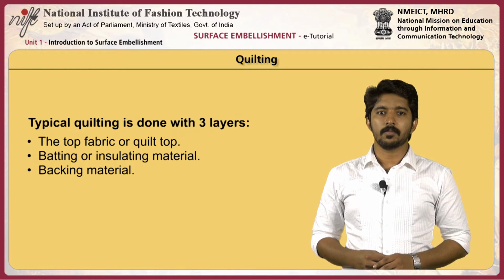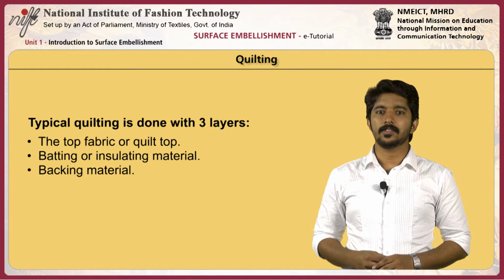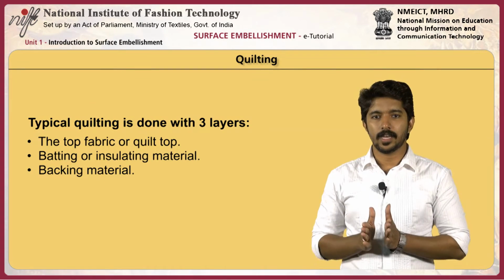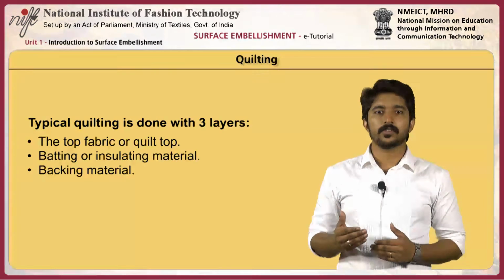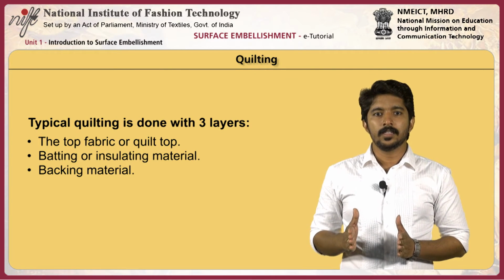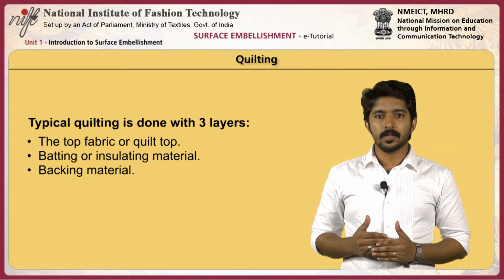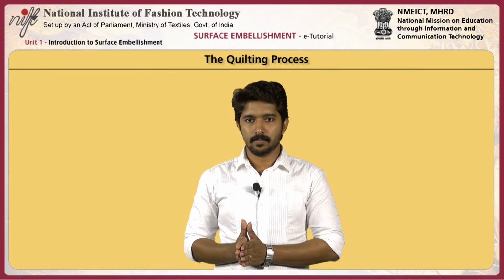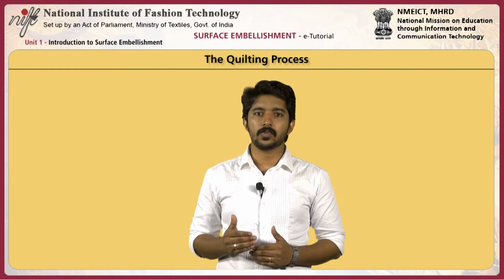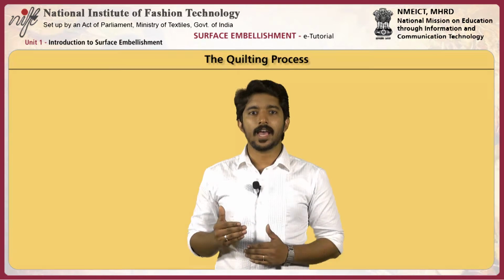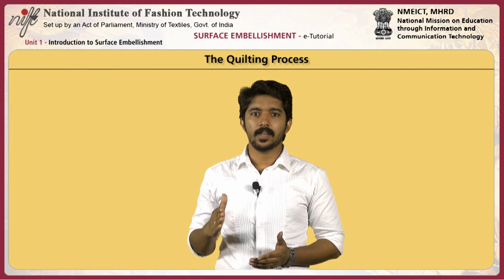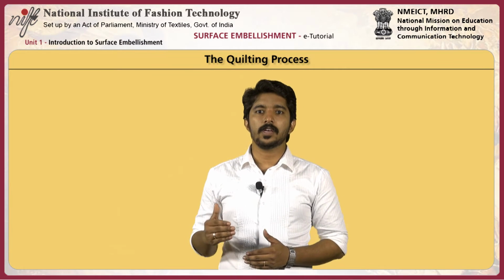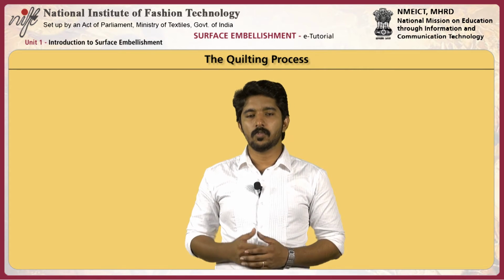Quilting is the process of using a needle and thread to join two or more layers of material to make a quilt. Typically, quilting is done with 3 layers: the top fabric or quilt top, batting or insulating material, and backing material. The quilter's hand or sewing machine passes the needle and thread through all 3 layers and then brings the needle back up. The process is repeated across the entire area where quilting is wanted.